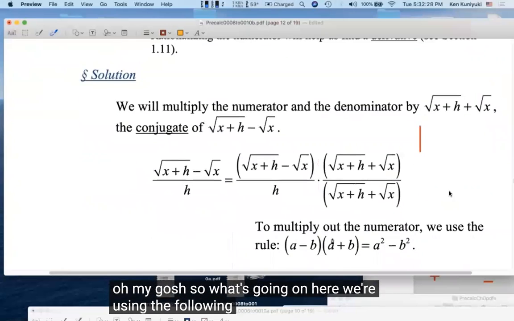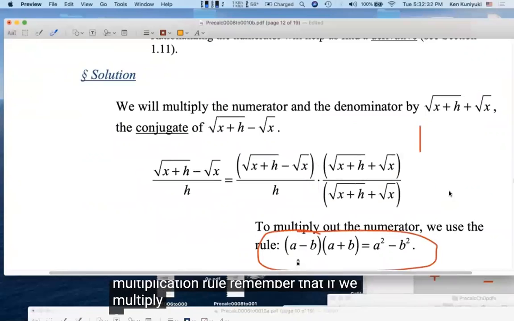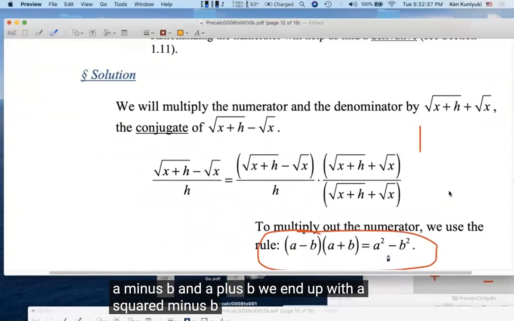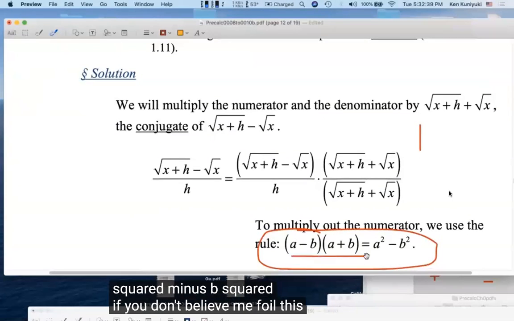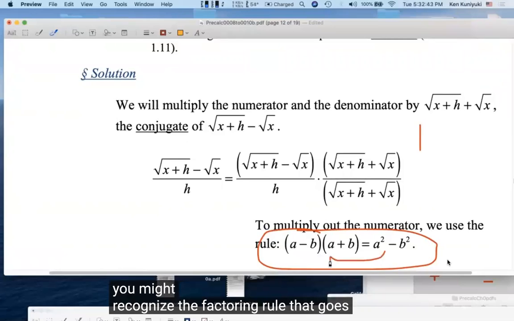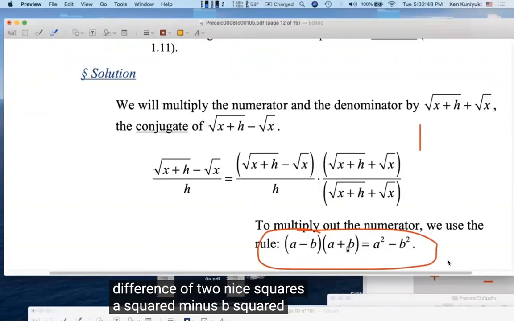We're using the following multiplication rule. Remember that if we multiply a minus b and a plus b, we end up with a squared minus b squared. If you don't believe me, FOIL this out. Or you might recognize the factoring rule that goes in reverse. This is the factorization of a difference of 2 nice squares, a squared minus b squared.